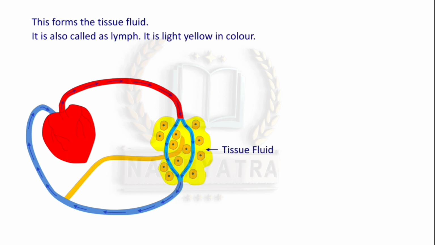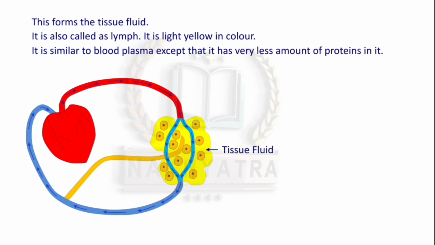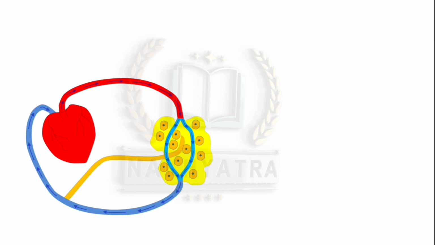It is also called lymph. It is light yellow in color. It is similar to blood plasma except that it has a very small amount of proteins in it.